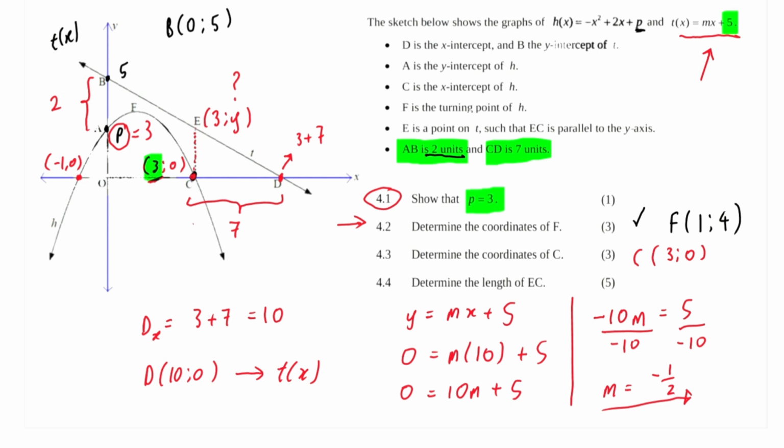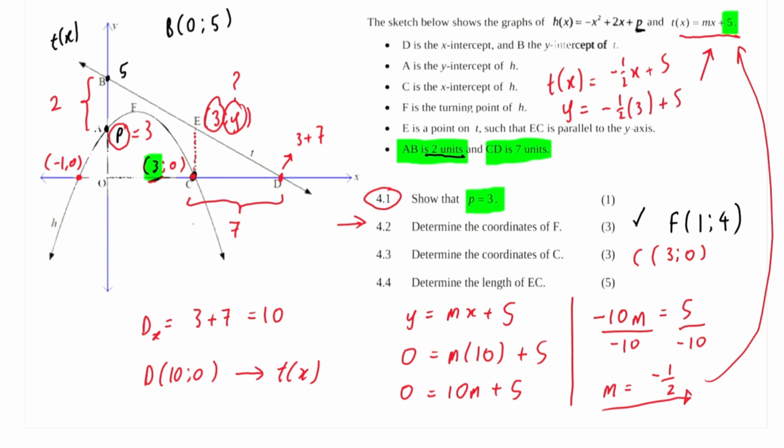Now that I have m as minus a half, how do I get this y value? Well, we can simply substitute m into this equation. So t of x is equal to minus a half x plus 5. In order to get our unknown y value, we can substitute the 3 into the equation. So y is equal to minus a half times 3 plus 5. If I substitute that in my calculator, I will get 7 over 2. Perfect. So now we found the coordinates of E are 3 and 7 over 2.